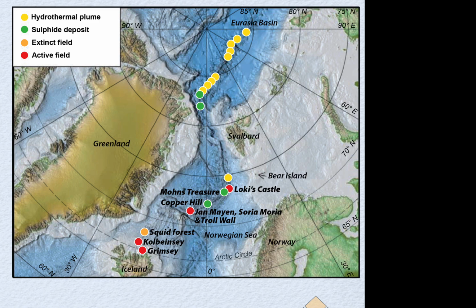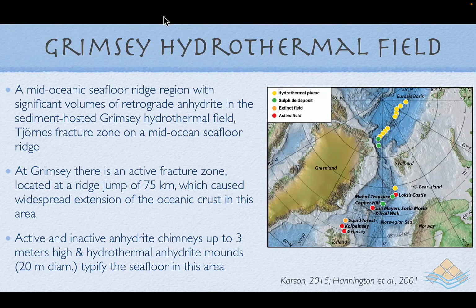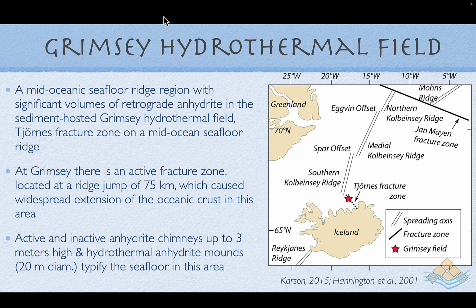And we can see that along that oceanic ridge, we have a range of active hydrothermal fields. Grimsey is one of them, along with extinct fields such as Squid Forest, and also a series of shimmering waters or hydrothermal plumes, indicated in yellow, escaping along that ridge structure. In Grimsey itself, we are looking at what is the mid-oceanic seafloor ridge region, where we're seeing significant levels of retrograde anhydrite forming hosted in the sediments of the Grimsey graben in the region of the Yawn fracture field. So at Grimsey, there's an active fracture zone, the Yawn fracture zone.